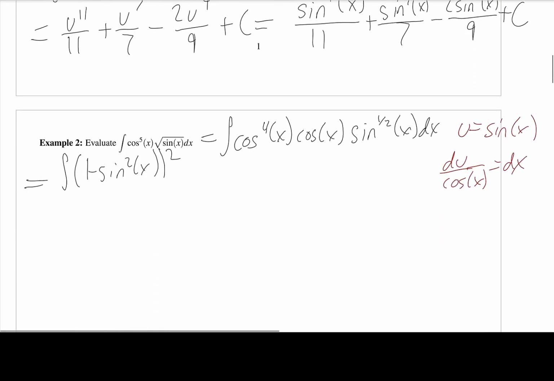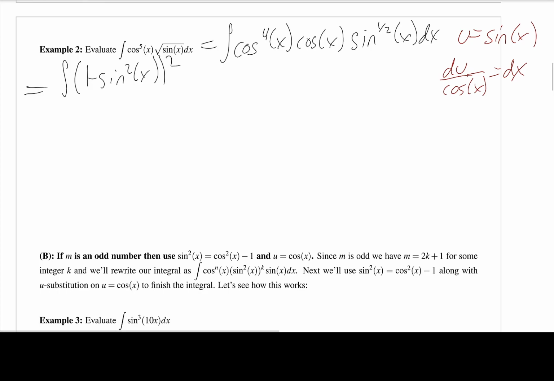Now let's get back to this problem. So I've got 1 minus sine squared of x squared. So that was our cosine to the fourth of x right there. And then I should have cosine of x times, let's see, we're doing u equals sine of x. So this is u to the 1/2. And then we should have a du over cosine of x.